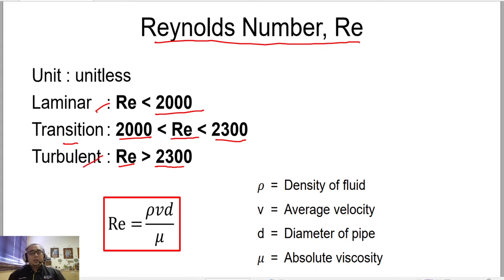So, the formula of Reynolds number is rho of fluid, what type of fluid yang kita nak tentukan, darabkan dengan velocity, and also kita darabkan dengan diameter of the pipe ataupun diameter of the channel. Bahagikan dengan the absolute viscosity of the fluid. Okay, kita tengok contoh.